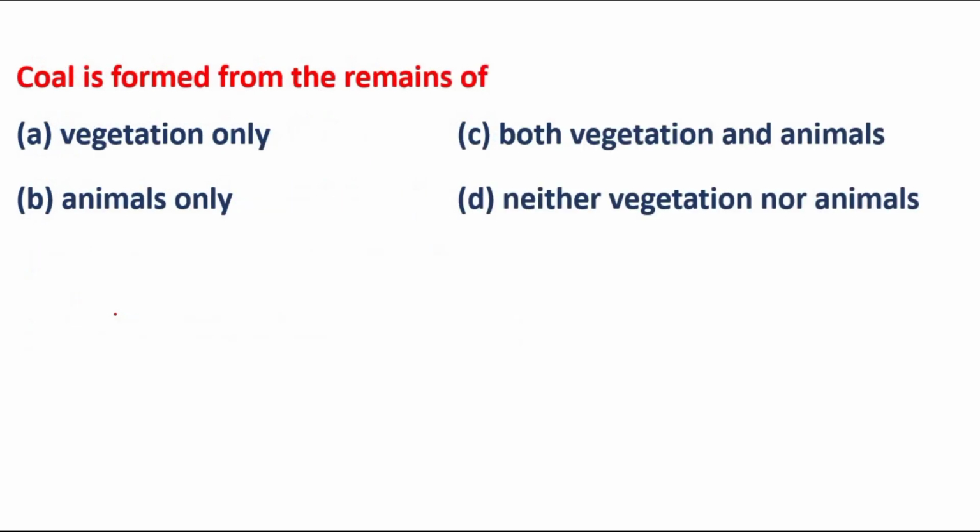Here we go with the next question. Coal is formed from the remains of: Option A, vegetation only. Option B, animals only. Option C, both vegetation and animals. Option D, neither vegetation nor animals. We know that coal is obtained from the remains of vegetation only. They are obtained from the plants. Therefore, the correct answer is option A, vegetation only. Option A is the correct answer for this question.